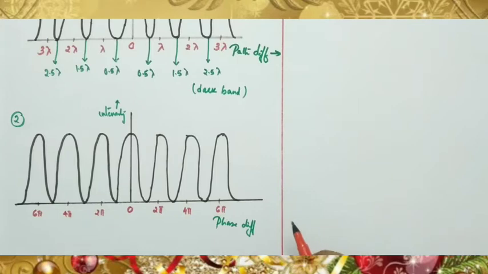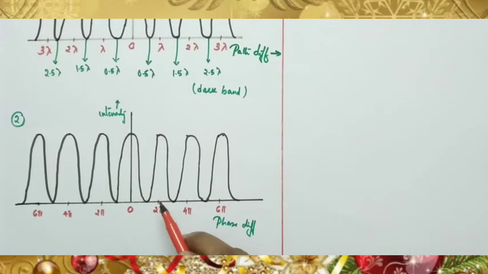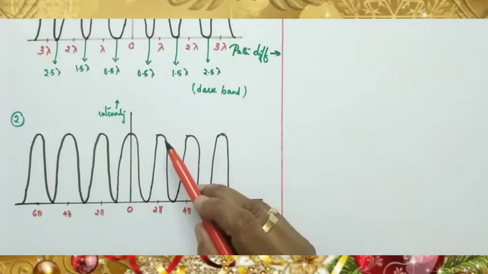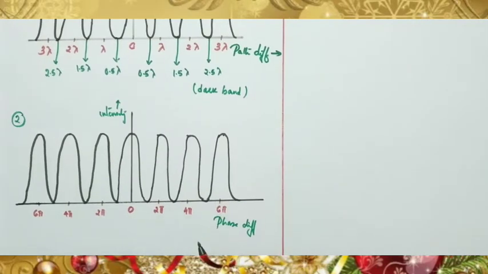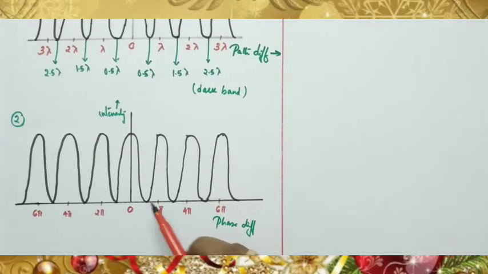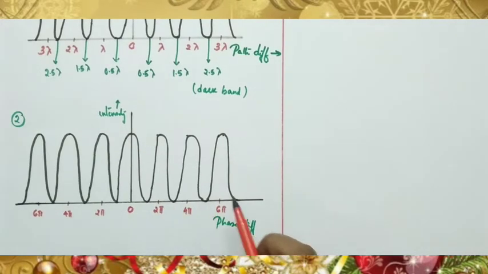Again we can plot the graph between phase difference and intensity. We know that if the phase difference is 0, 2π, 4π, 6π, 8π, etc., intensity will be maximum. That corresponds to bright band. So the condition for bright band is phase difference 0, 2π, 4π, 6π, etc., and the condition for dark band is phase difference equal to π, 3π, 5π, etc.